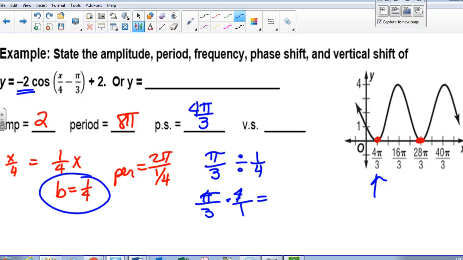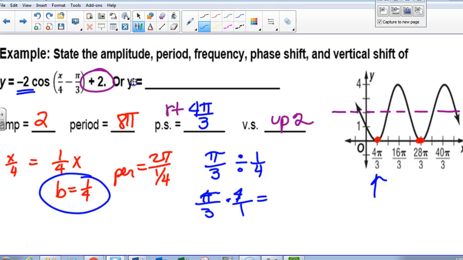Okay, last one. What's the vertical shift? Okay, that's where the midline would be up here. It's this plus 2 on the back. Does that seem all right to everybody? Up 2, and this one was right, 4 pi over 3.